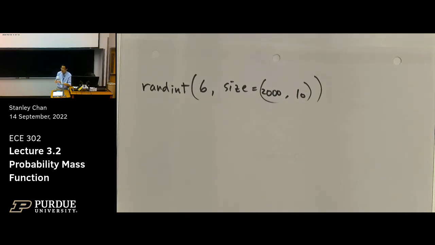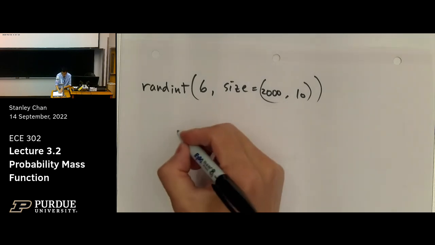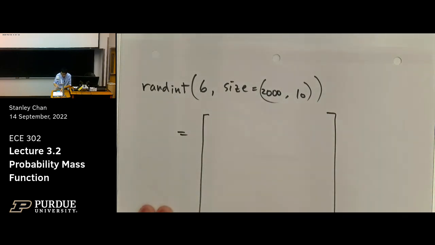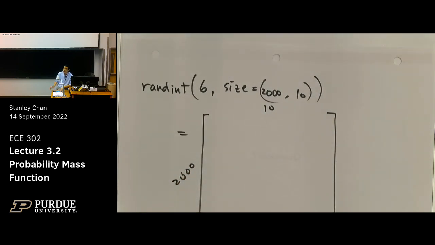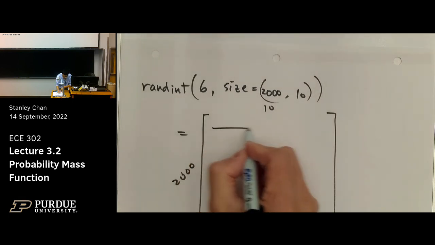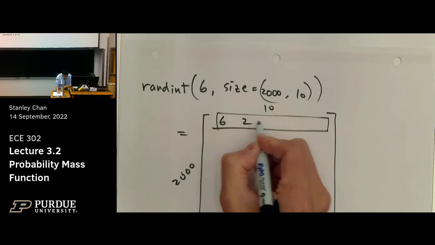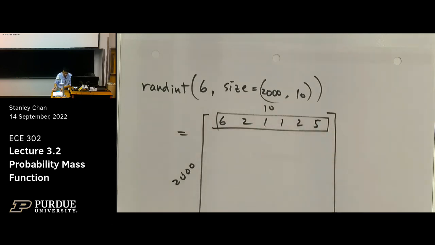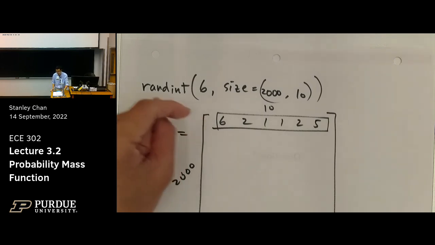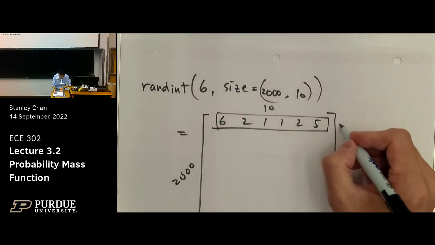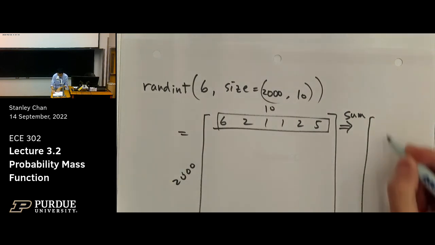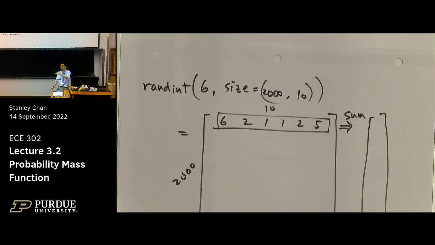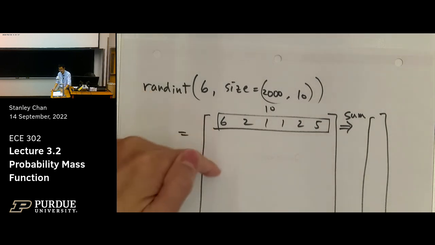You run this, what do you get? You just call this command, what do you get? You're going to get an array of 2,000 rows and 10 columns. Each entry will be a number between 1 and 6, like 6, 2, 1, 1, 2, 5. This is called one experiment, and you can sum them by using the sum command in Python, np.sum. Just sum the rows, and you can get this column. And the sum can be done on this array.